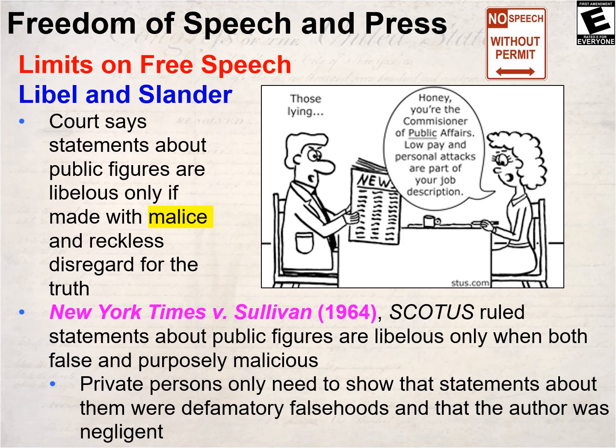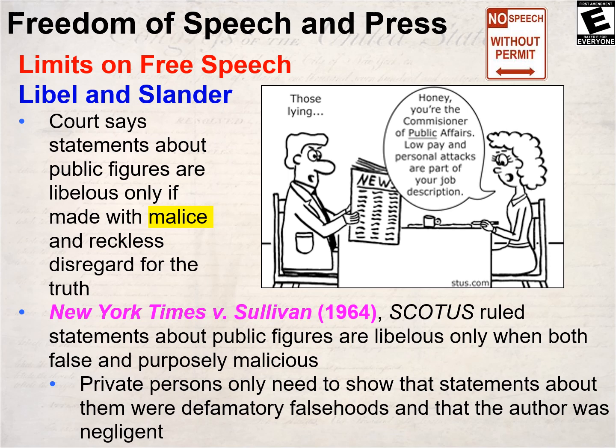inaccuracies. So the Montgomery Police Commissioner, Mr. Sullivan, sued the Times in the local county court for defamation. In other words, defaming his character, his person. And he won and was awarded $500,000 in damages. The Times appealed to the Alabama Supreme Court, and you can guess who won there: Mr. Sullivan. But then it went to the U.S. Supreme Court, and they ruled 9-0 that Alabama violated the First Amendment.